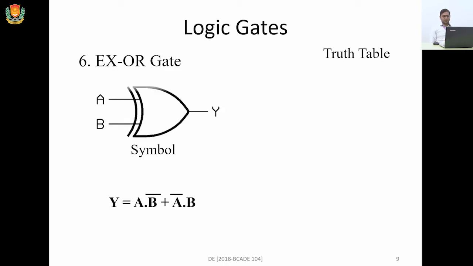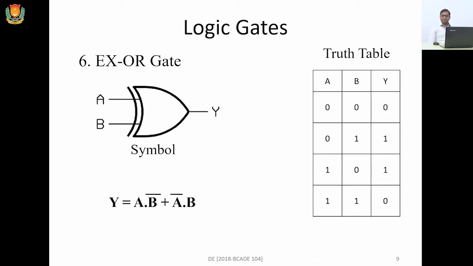This, as you can see, is the symbol for the XOR logic. It is a little bit similar to the OR logic, but it has another curved line, which represents the exclusive OR. In the truth table, we are considering only two inputs here.